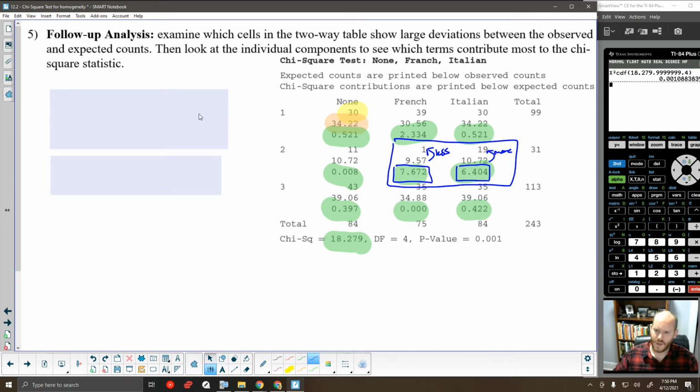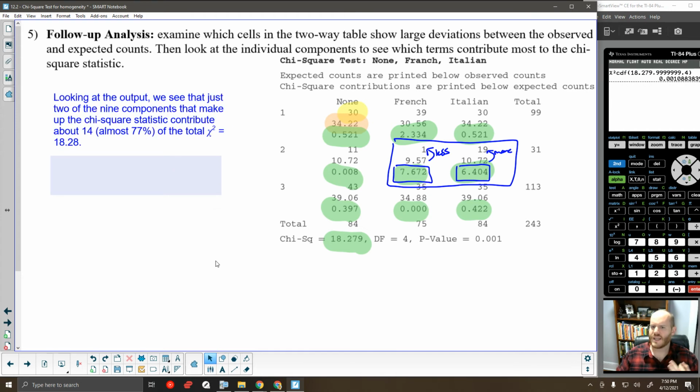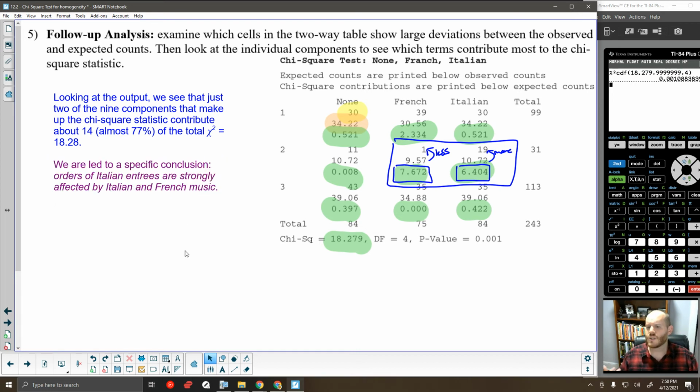So my takeaway after looking at this is that of those two components alone, when I put them together, the 7 and the 6 make up 77% of the chi-square statistic. It's almost all of it. It's 3/4 of it. So my conclusion is that orders of Italian entrees are the ones that are affected by Italian and French music the most strongly.